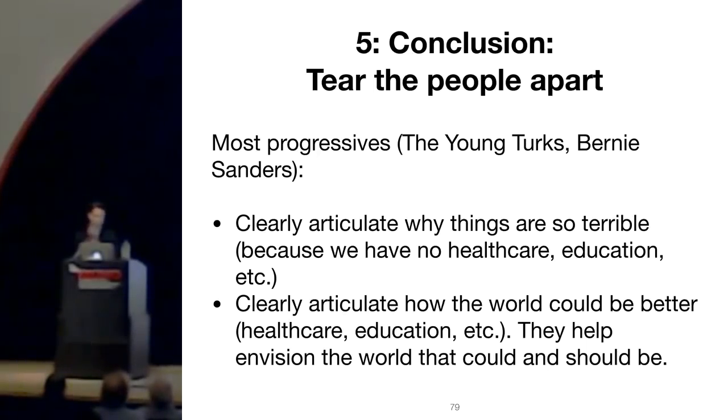Most progressives, the Young Turks, for example, Bernie Sanders, what they do so well is they clearly articulate what is wrong. We don't have health care, and this is why that's so wrong. We don't have free education, and this is why that is so wrong. And on the other side, they clearly articulate how the world could be better if we had health care, and this is why, if we had education, and this is why. They help us envision the world that could and should be.